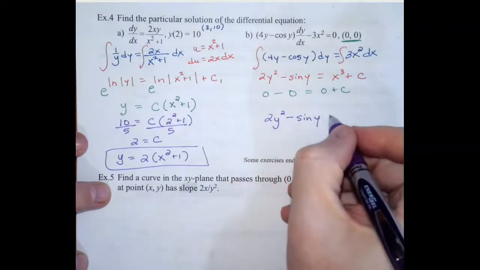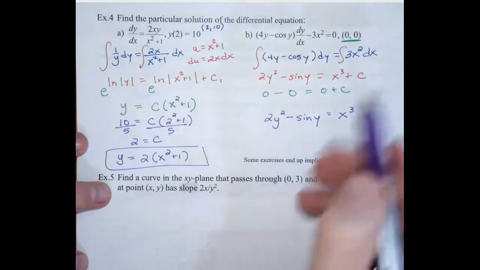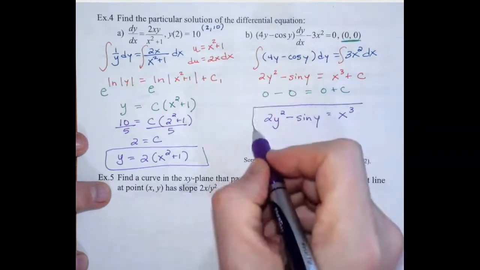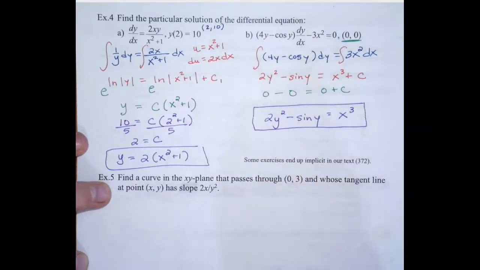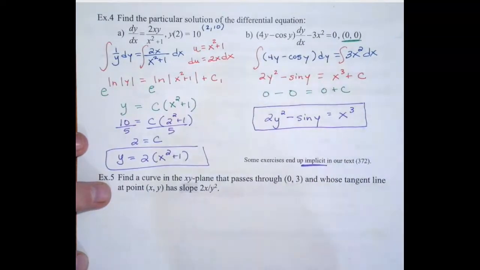and we're going to leave this one kind of implicit, or mixed up, because I don't know if we can get y by itself out of there. That's beyond my pay grade. Maybe we can, maybe we can't. So that's what it says right here. There may be some exercises in our textbook where you're just going to leave it like that.